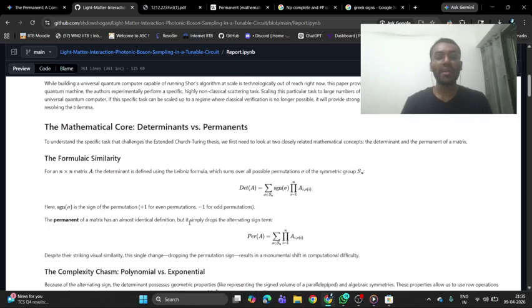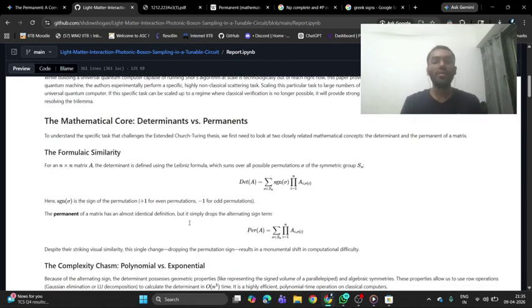Now the mathematical core, determinants versus permanents. To understand this specific task that challenges the extended Church-Turing thesis, we first need to look at closely related mathematical concepts, the determinant and the permanent of a matrix.